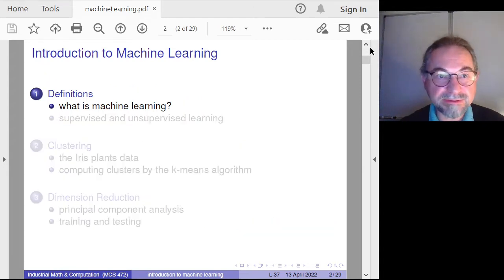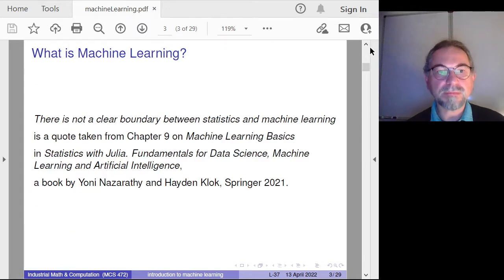Okay, so what is it? What is machine learning? Here is a first attempt, which is actually not a definition. I took this quote: "There is no clear boundary between statistics and machine learning," from a book that is aptly titled Statistics with Julia. So this is also a computational course in which we use Julia as our programming environment.